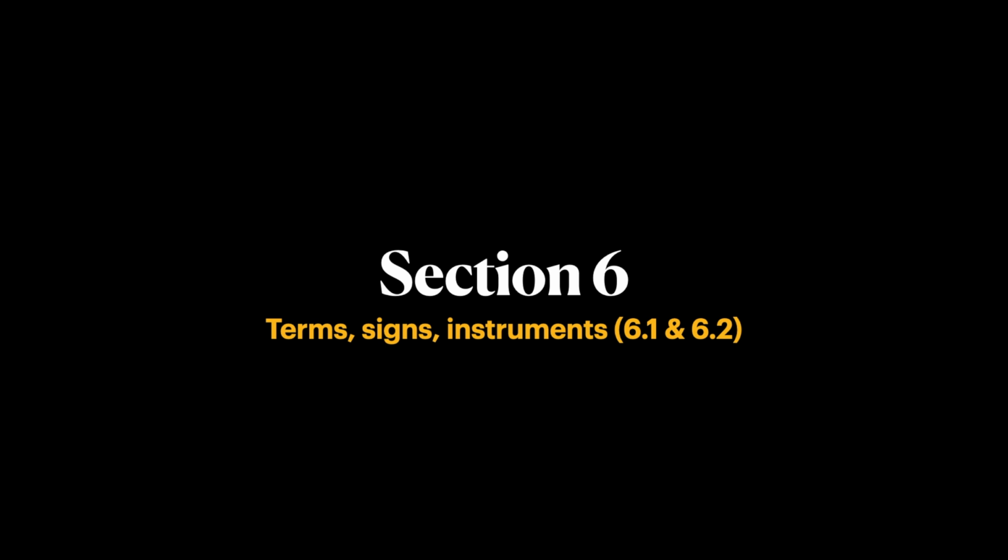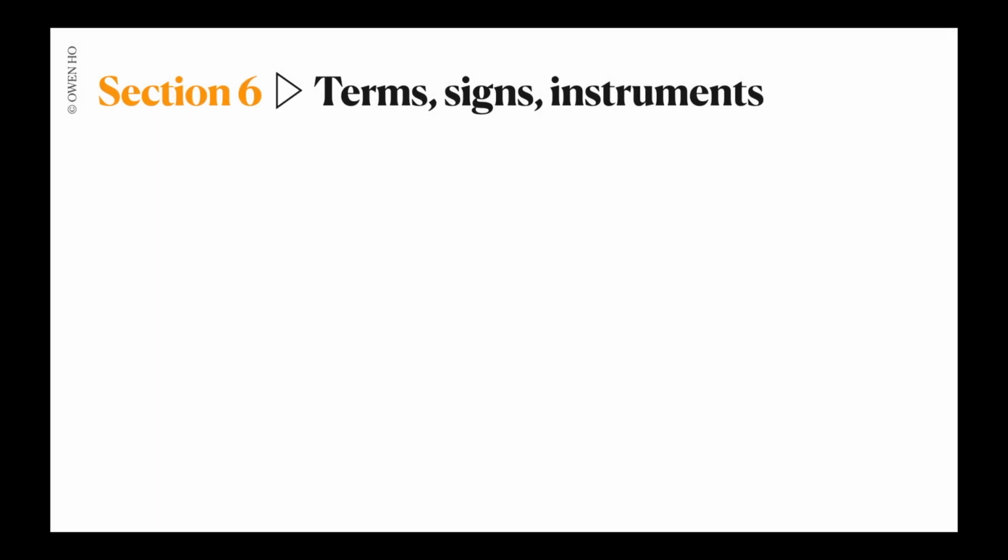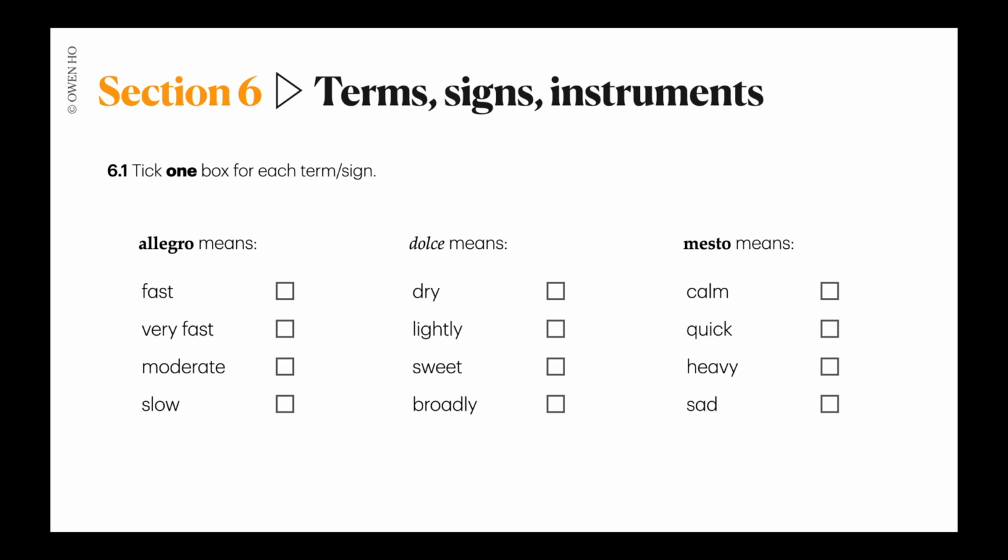Sections 6.1 and 6.2. In section 6.1, you will see questions like this. Tick one box for each term or sign. In the case of allegro, that means fast. And in the second question, dolce means sweet. And the third question, mesto means sad.